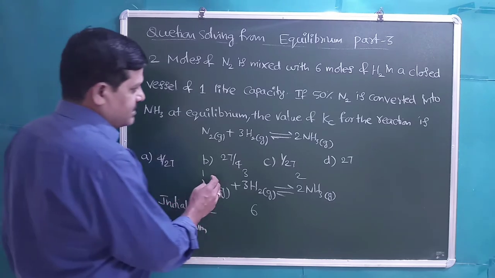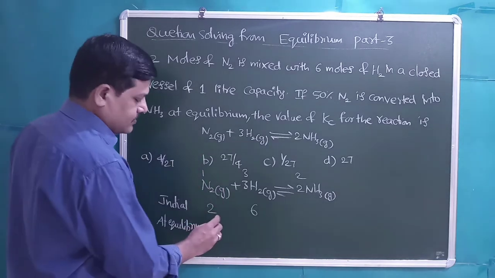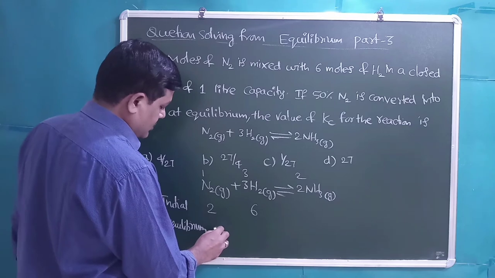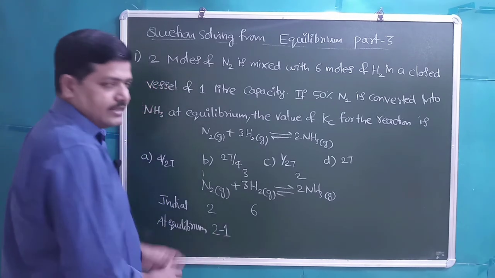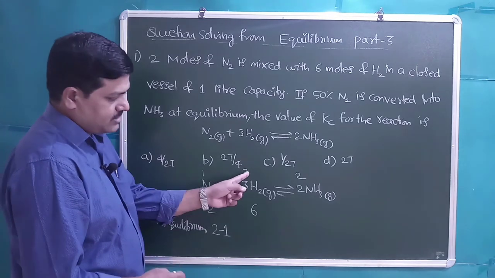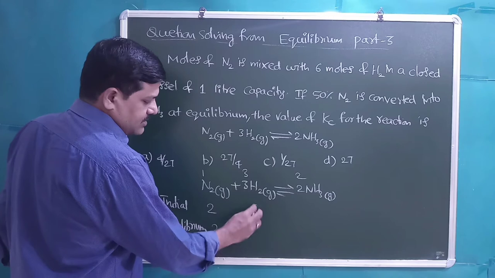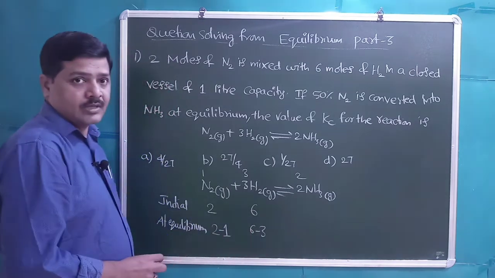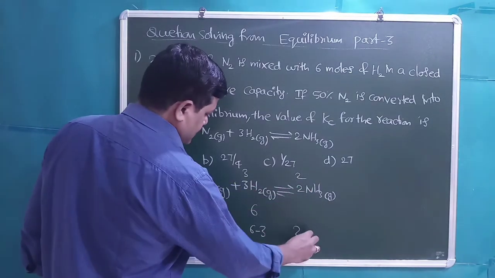at equilibrium condition, 50% of N2 is converted into ammonia. So 50% of 2 moles is 1 mole. Out of the 2 moles, 1 mole is converted. Then 1 mole of N2 requires 3 moles of H2 from the balanced equation. Initially 6 moles are there; of that, 3 moles are reacted. Then the number of moles of ammonia formed is 2 moles.